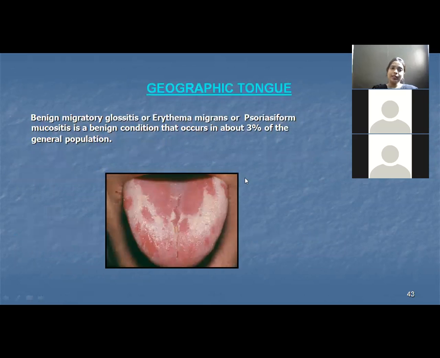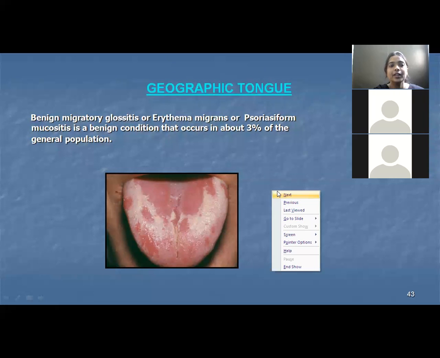The next developmental disturbance is geographic tongue. See the clinical picture of the geographic tongue. This is the clinical picture of your geographic tongue. It is also called benign migratory glossitis, erythema migrans, or psoriasiform mucositis. It is also a benign condition and it occurs in 3% of the general population. This is important for you. What is geographic tongue? It is also called benign migratory glossitis.